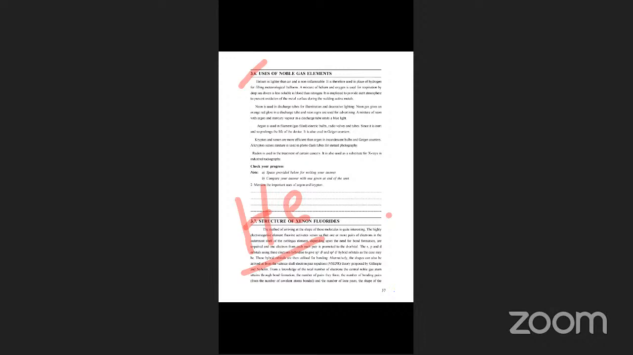Helium is less soluble in blood than nitrogen. It is employed to provide an inert atmosphere to prevent oxidation of metal surfaces during the welding of active metals.